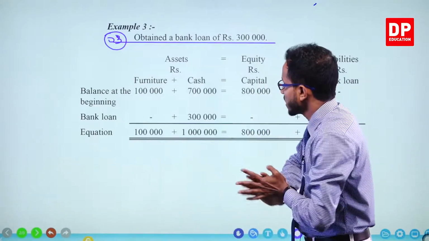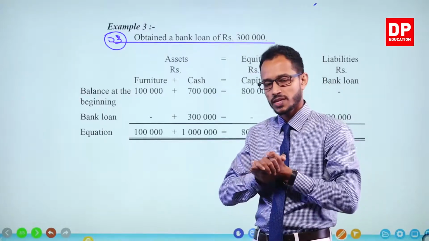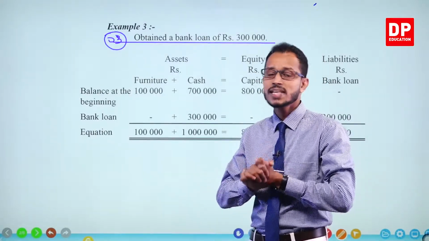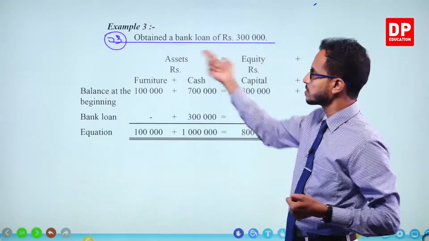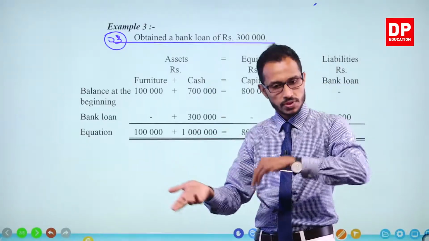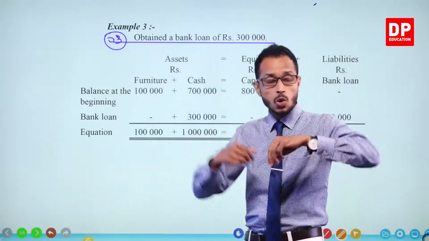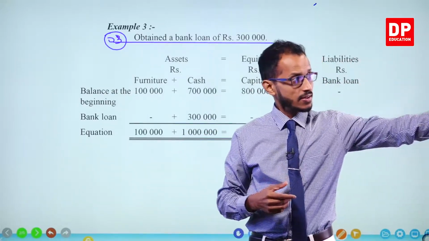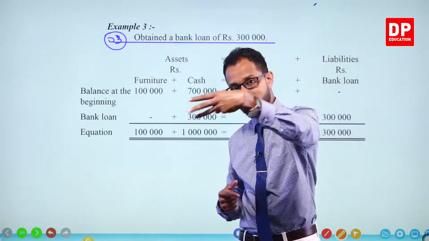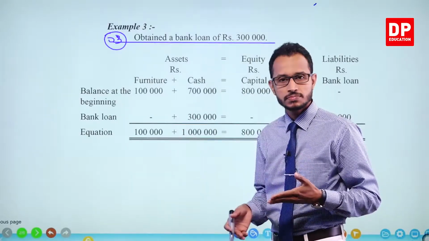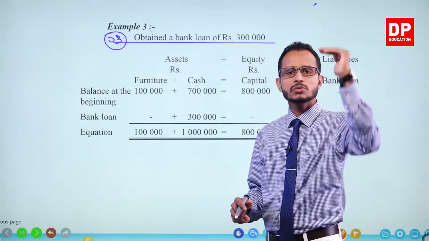Now in the third one, we have business. Business has obtained a loan. We don't say we have obtained a loan, we say business has obtained a loan, which means business has taken a bank loan from a bank. 300,000 cash coming into the business. You see the 300,000 coming in. The cash here, which increases the cash amount in the business.